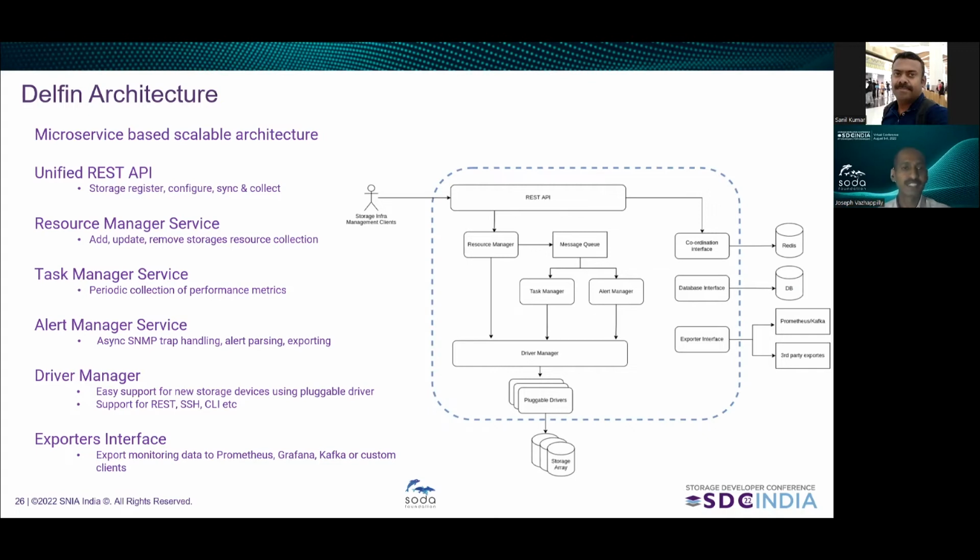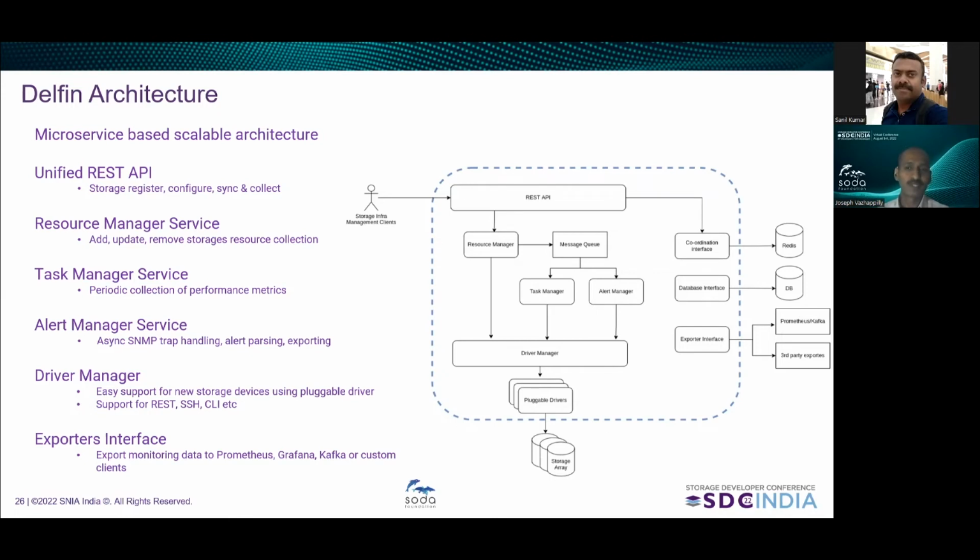We have a unified REST API, so any user can use REST APIs to get all the features of Delphin. Output can be visualized through Kafka, Prometheus, Grafana, or other third-party exporters. The important module is the resource manager. The resource manager is responsible for adding a new storage for monitoring, and it syncs the storage for resource collection, and other tasks are started through the resource manager.